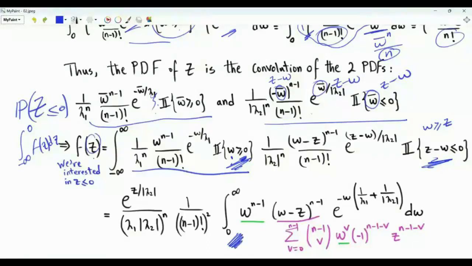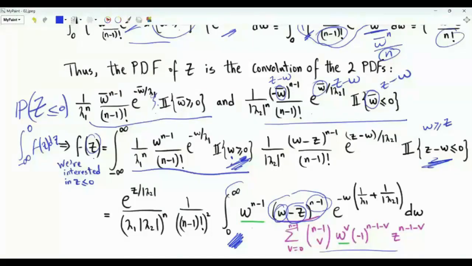For our purposes now, our integration is from 0 to infinity. To carry out the integration, we will write down the binomial expansion of (w − z) to the power n − 1, which is given here. Summation over v from 0 to n − 1, we have n − 1 choose v, and then we have this guy raised to the power v, and then we have this guy minus z raised to the power n − 1 − v.